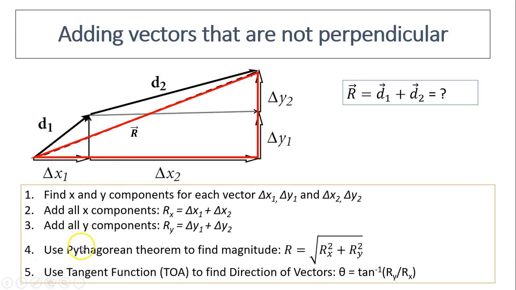So let's see. First step, you have to find x and y components for each vector. D1 has delta x1, delta y1, and D2 has delta x2, delta y2. Then we add all the x components together. So Rx equals delta x1 plus delta x2. And we can find the y components of the resultant, which is delta y1 plus delta y2. Now we can use the Pythagorean theorem to find the length of the resultant. Then we can use inverse tan to find the direction of the resultant.